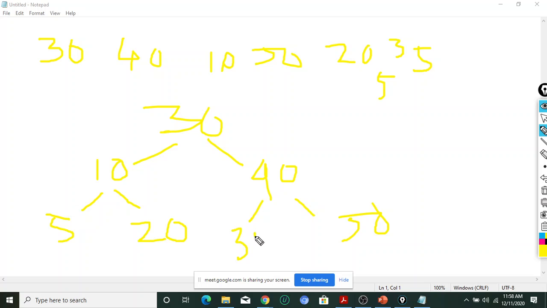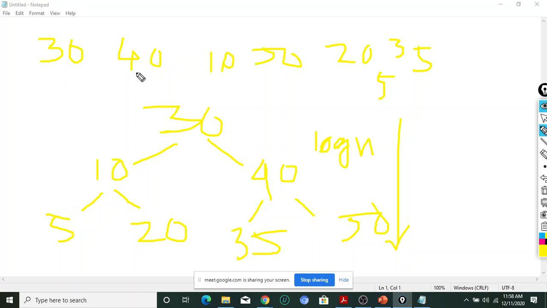And this is the height. What is the height of this tree? This is the minimum height, log n, because this is a complete binary tree. So the height is log n. Yes or no? The height of the tree is log n.